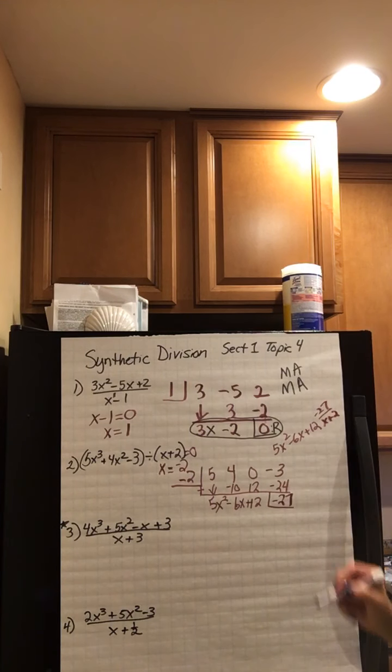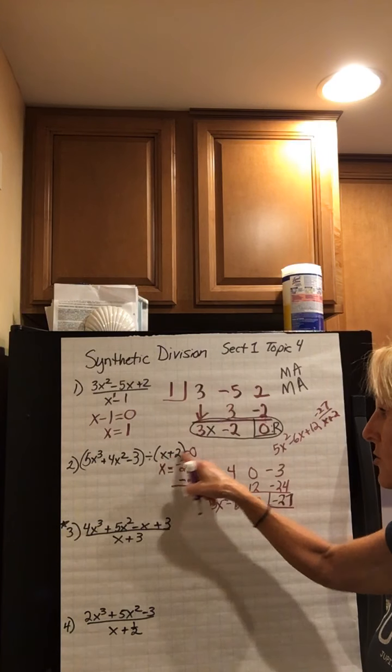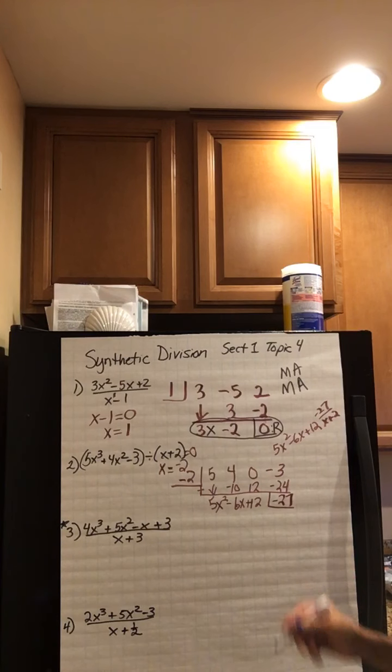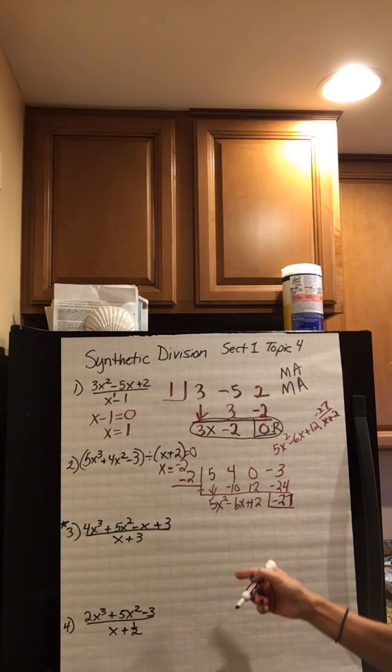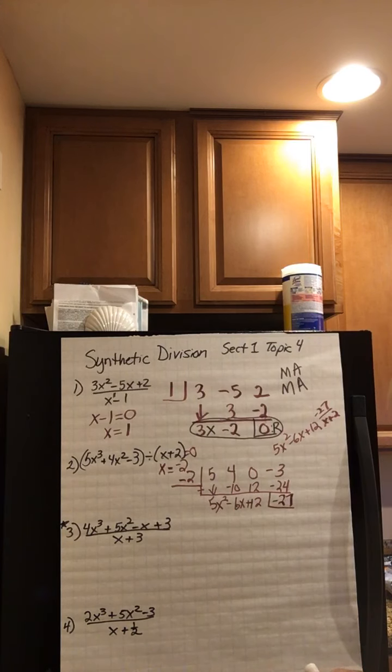So common mistakes on something like synthetic division is forgetting to change this to its opposite, because when you set it equal to 0, that's what happens. And another common mistake is forgetting the rules of MAMA: multiply, add, multiply, add, multiply, add.